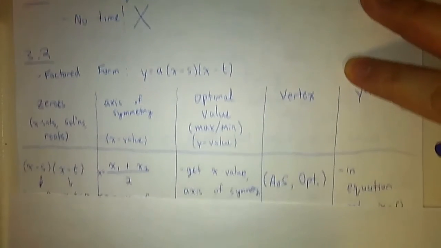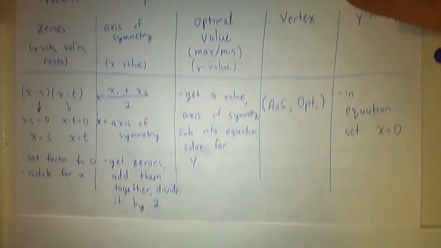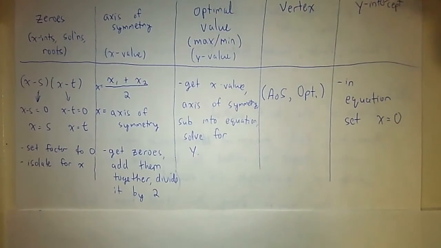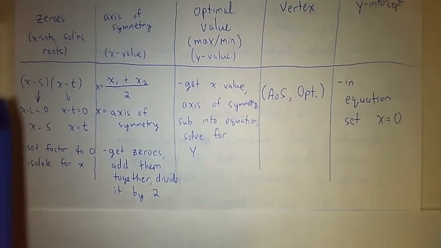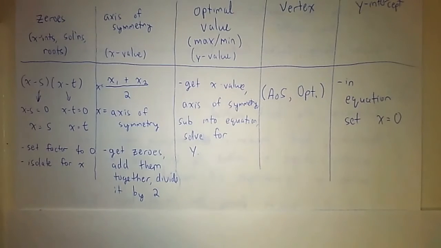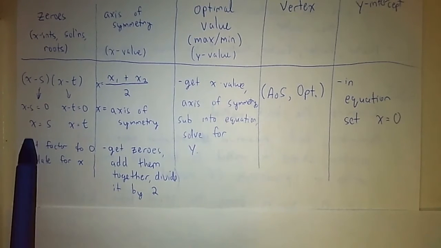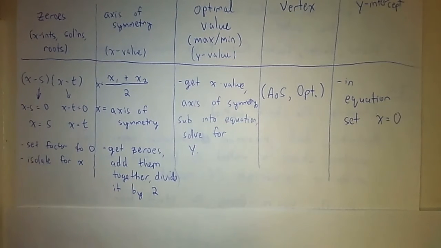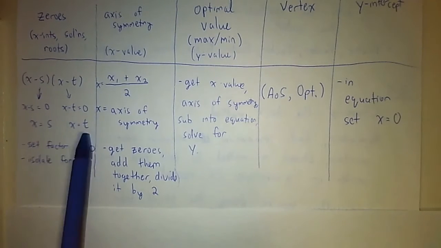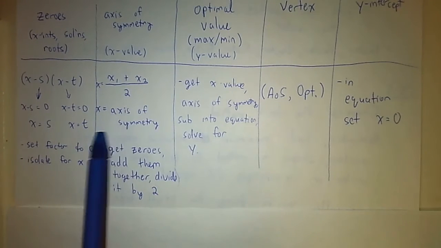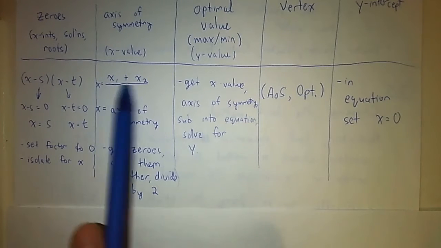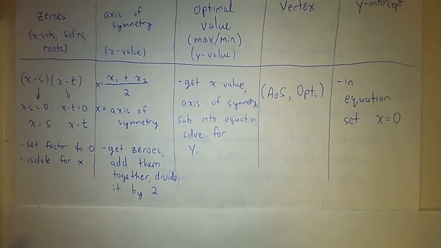So under a bit more context of how do we find those things, we did this in our notes, but as a quick review, if I want to find the zeros, or the x-intercepts, or the solutions, or the roots, and all those things, I get my factors, I make them equal to 0, and then I isolate for x. So I put the instructions here too. Set factor equal to 0, isolate for x, and then these are our x-intercepts. To find our axis of symmetry, we just get those x-intercepts, add them together, divide it by 2, and I get the x value. Remember, axis of symmetry is an x value of my vertex.